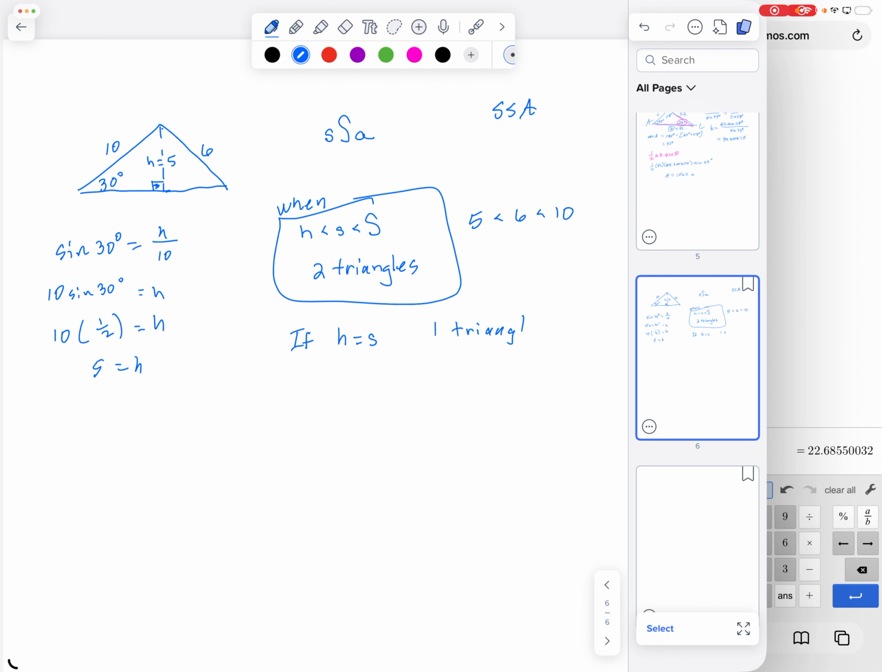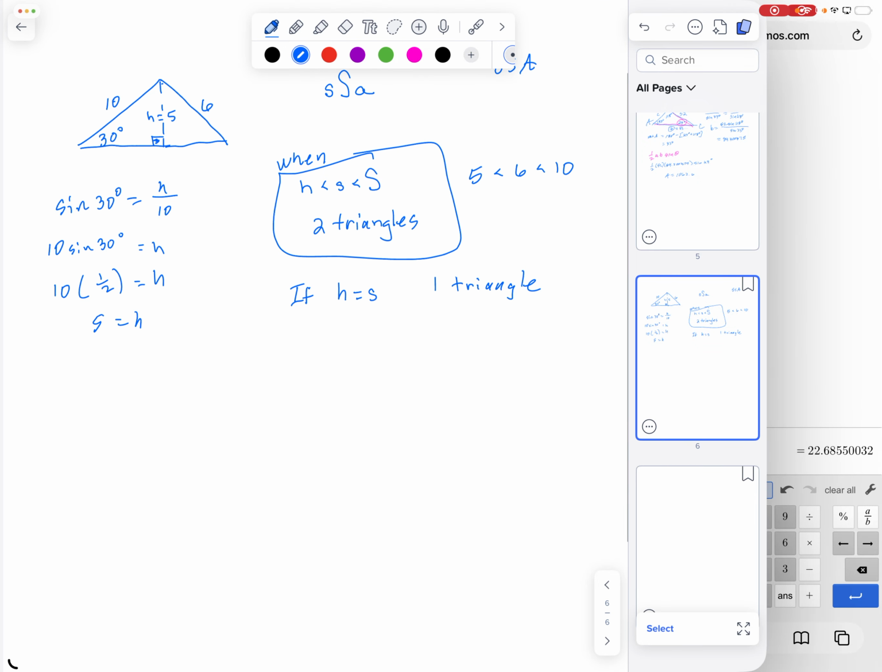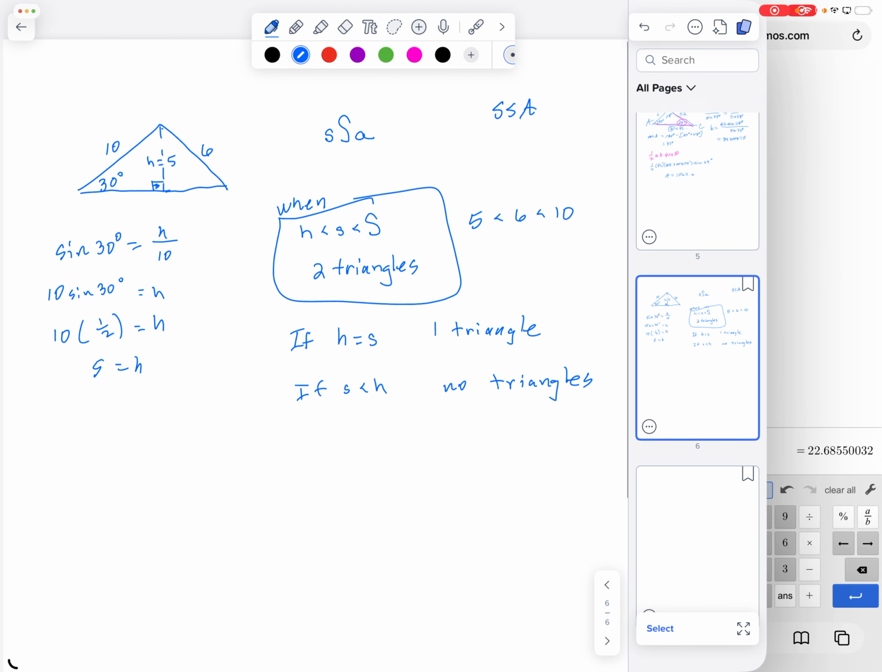And by the way, the height is always b times sine of A. When we do that, the angle and the side are the sides adjacent to the angle. So if the angle is acute and the opposite side is less than h, and again, how do you find h? b sine of A, there will be no triangle. And when you find out that the opposite side is equal to b times the sine of A, there is 1 triangle, and it's when it actually ends up being the right triangle.